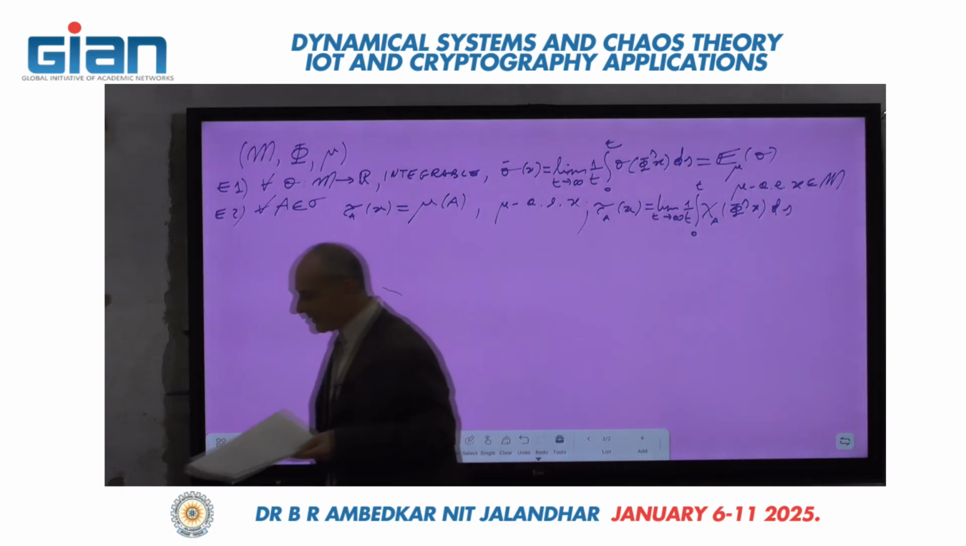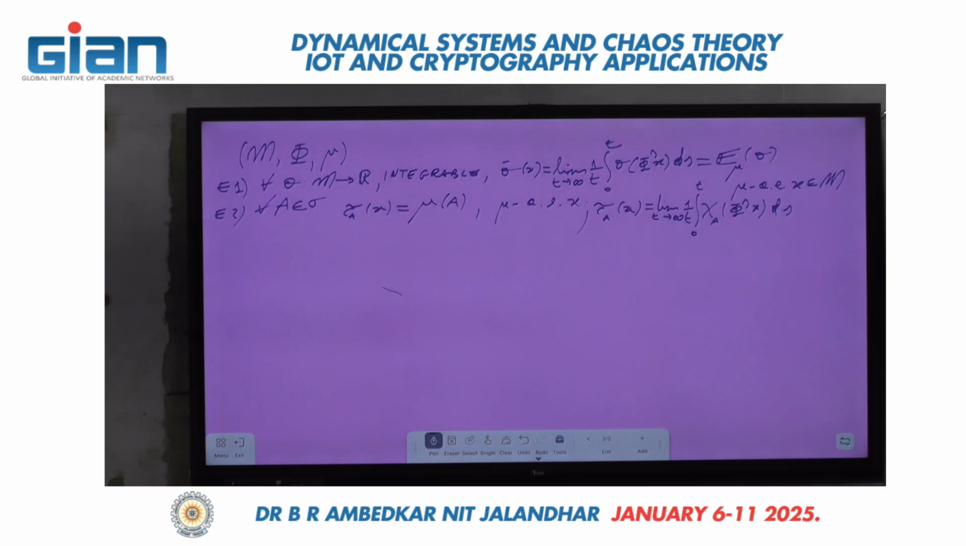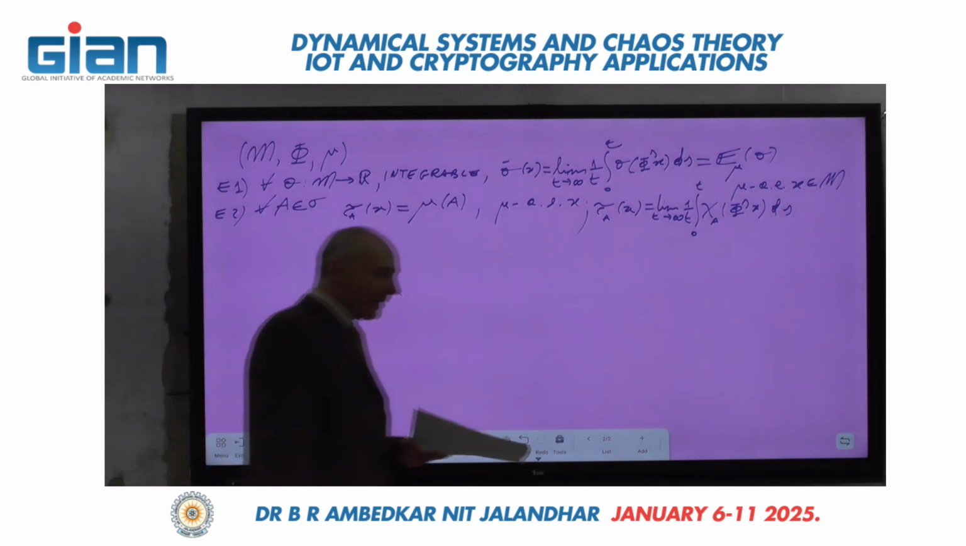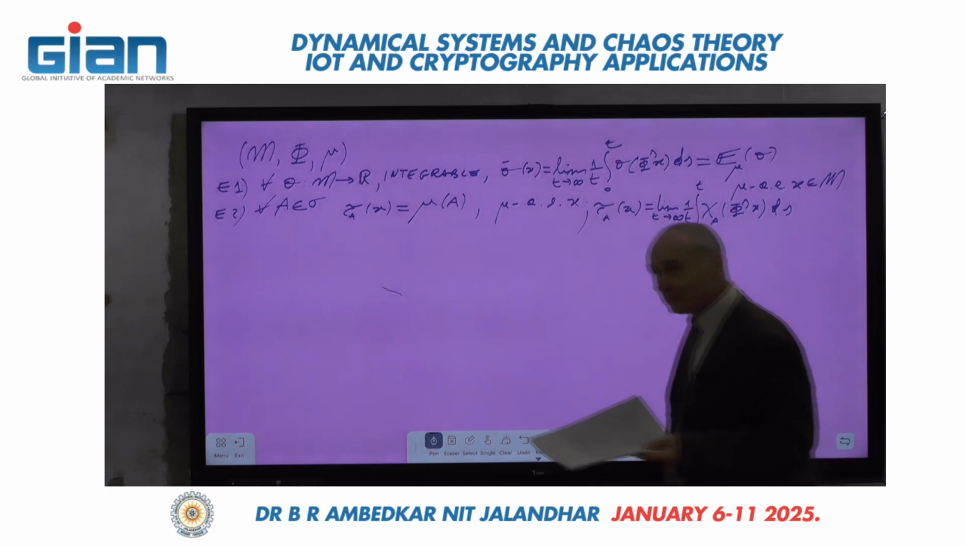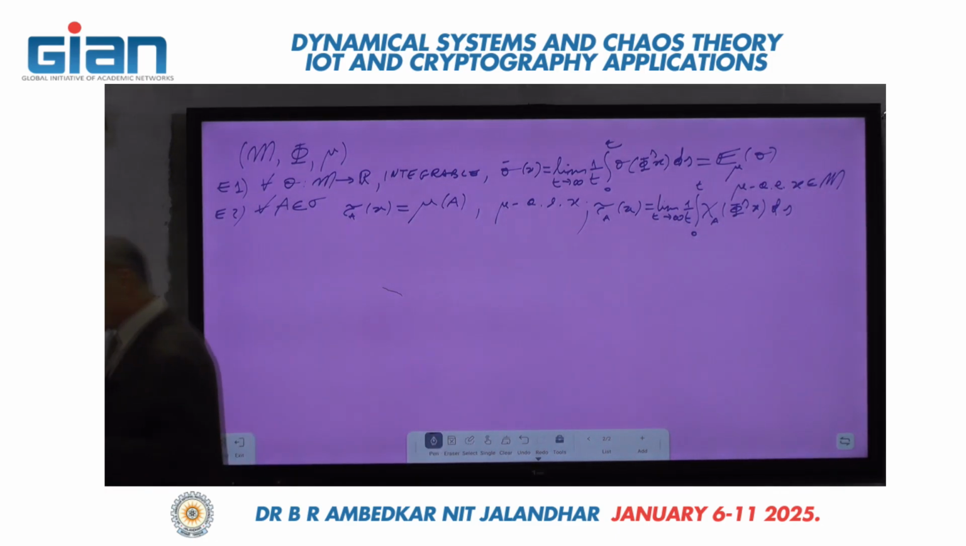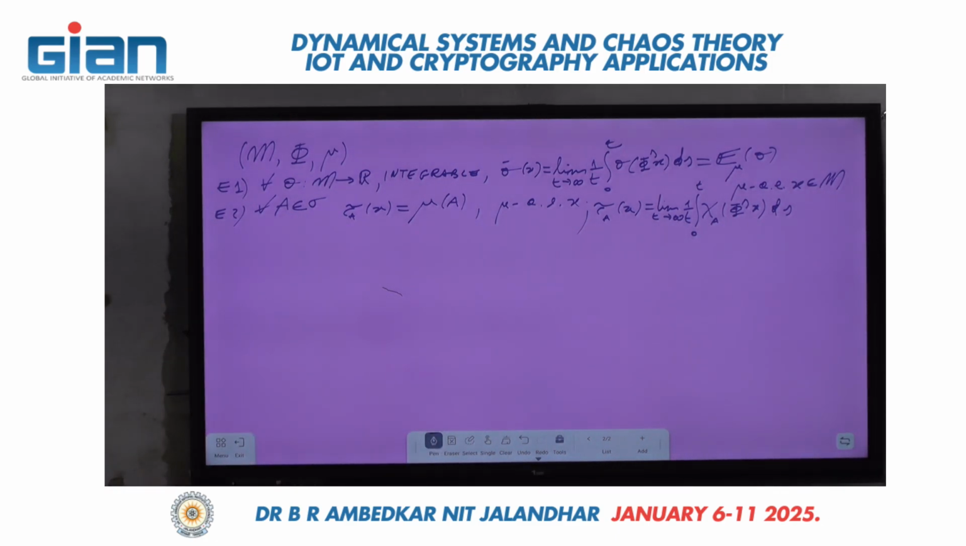So what is this? This is the average amount of time that you spend inside the set A. The average amount of time that you spend inside the set A has to be equal to the measure of A, with an exception set of 0 measure.